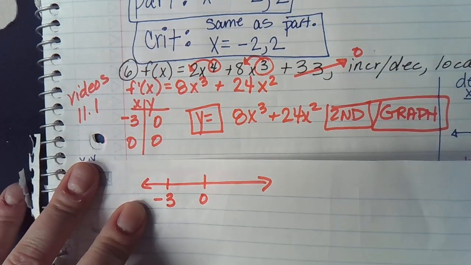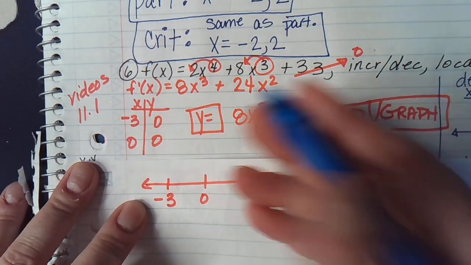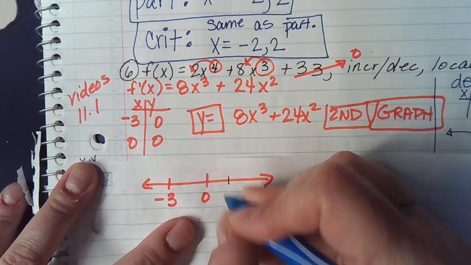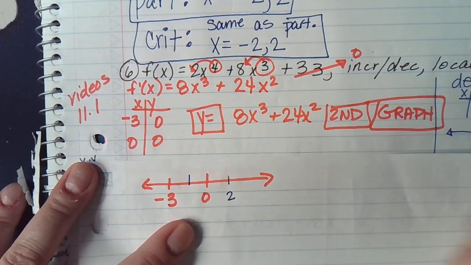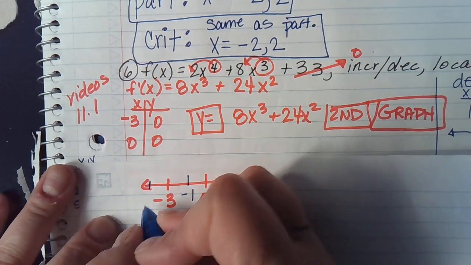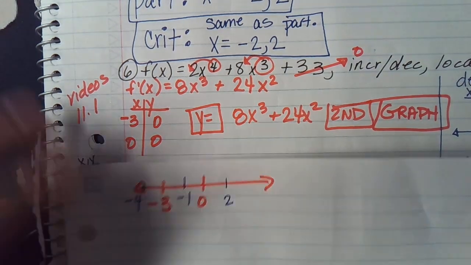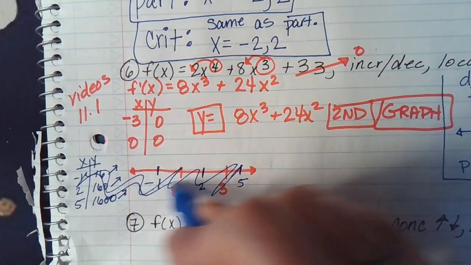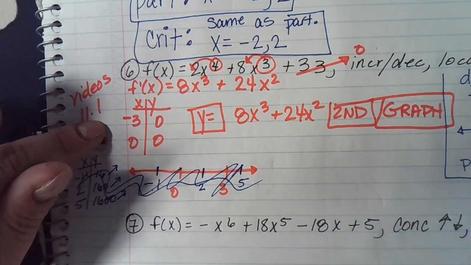Okay, and then we pick a number all up in here. So a number to the right of 0 is like 2. A number in between is like -1. A number to the very left of -3 is like -4. Okay, so forget about all this hooey because I didn't put the negative on the 3.